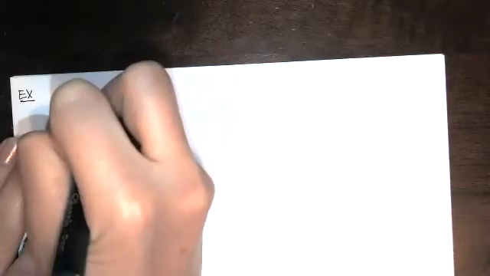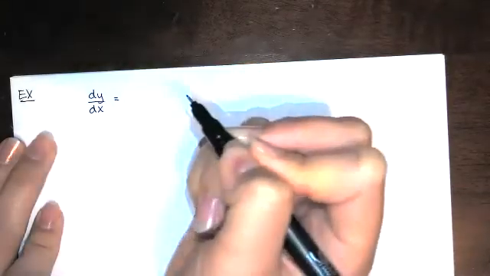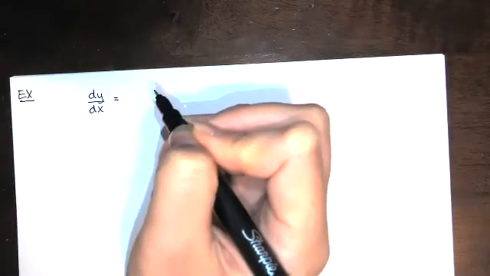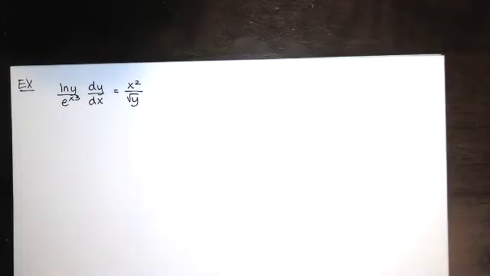Here's one. Let's say we have dy over dx equals x squared divided by the square root of y, and let's put a coefficient of natural log of y over e to the x cubed over here. The question is, is this a separable differential equation?